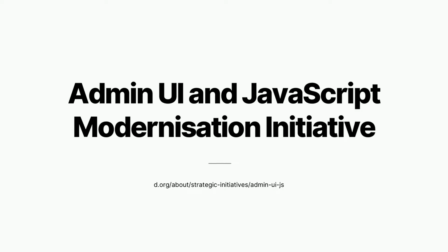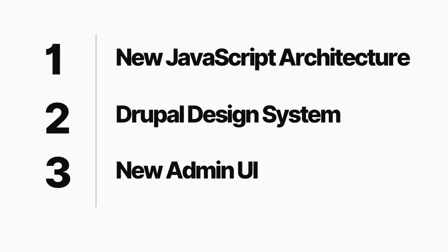So it's the Admin UI and JavaScript Modernization initiative. Basically, it has three parts. There were two initiatives in the beginning. They were merged together because we have a lot in common. So there is first the new JavaScript architecture, which they decided to go with React. So rebuilding the whole Drupal backend with React, going away from PHP, doing a decoupled backend. I'm not going to talk anything about that. There is a great talk about this at Mountain Camp, if you're interested in that.